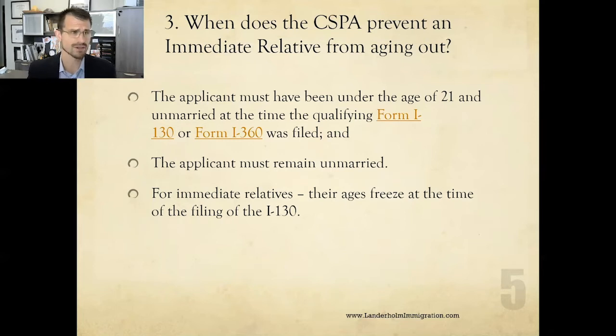And so that's great. As long as that petition was filed before the immigrant turned 21, they will be protected if they're an immediate relative. So what's an immediate relative? Immediate relatives are spouses of US citizens, children under 21 of US citizens, parents of US citizens, all right?